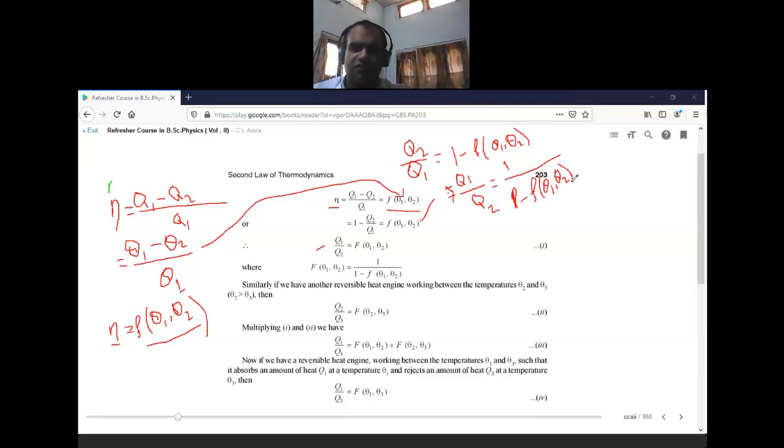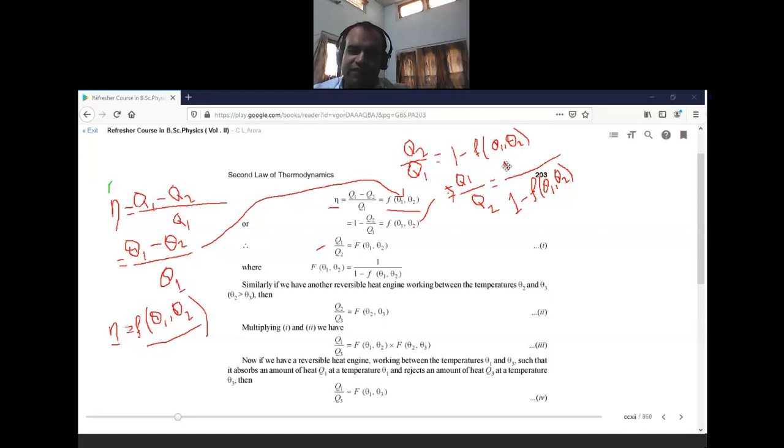Okay. So q1 by q2 is 1 divided by 1 minus f theta 1 theta 2. Handwriting is very bad because it's difficult to write. So you have understood this.